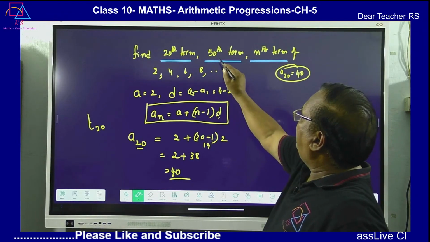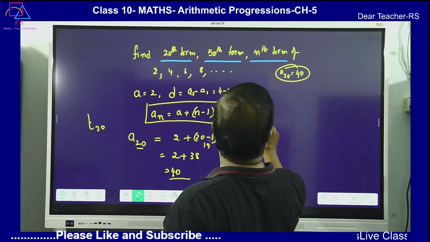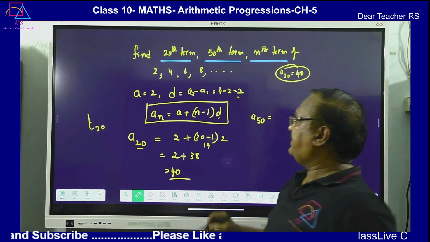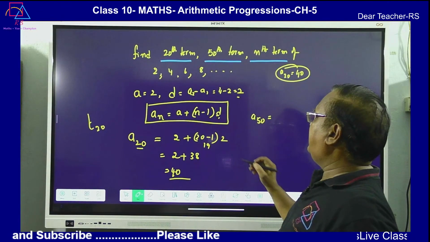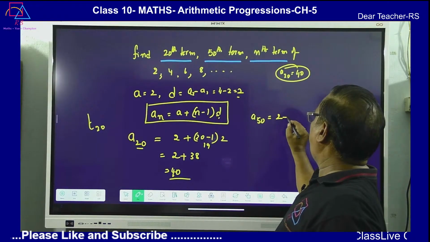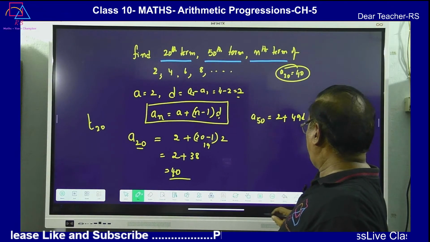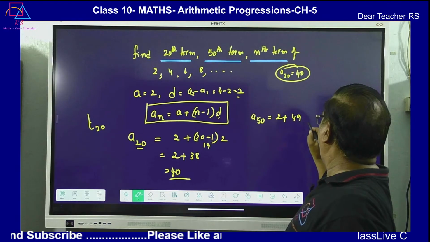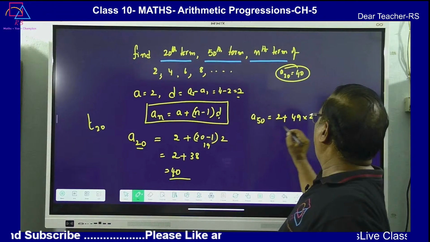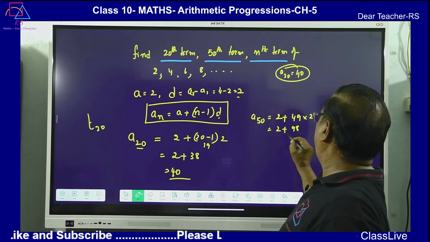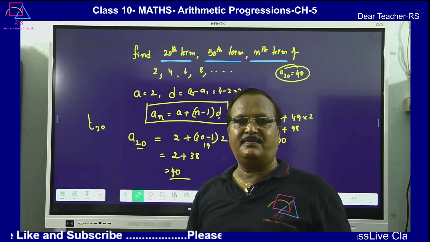In the same way, we will find the 50th term also. So A50 is equal to, same formula you have to write. In the place of n, 50 is there, A is 2, and 50 means 49D. 49 into 2, D is 2. So 2 plus 98, which is equal to 100. So the 50th term is 100.